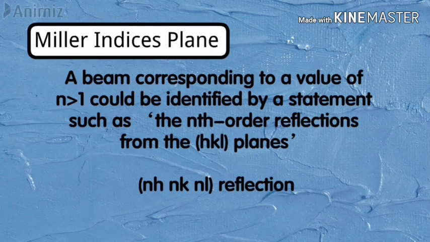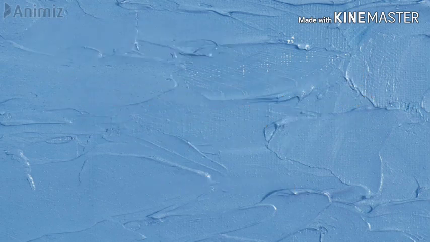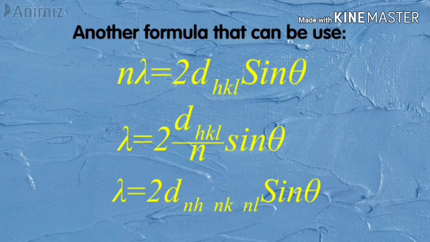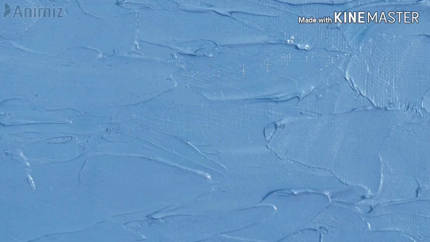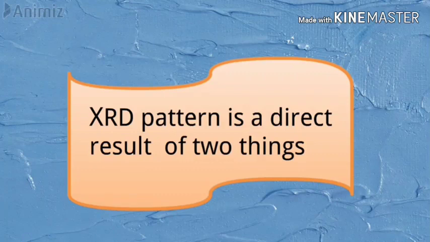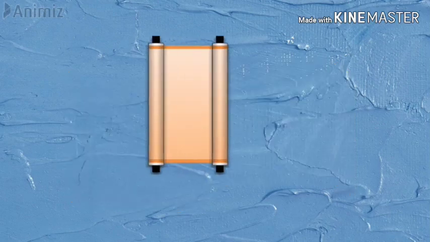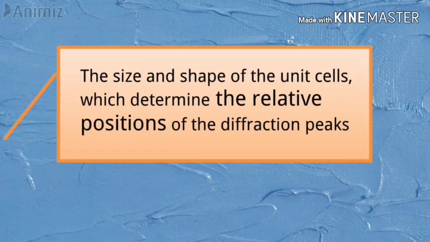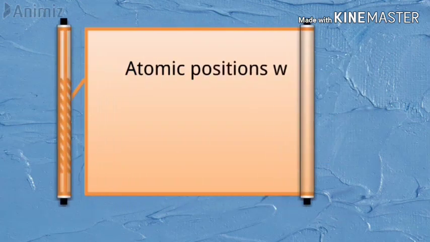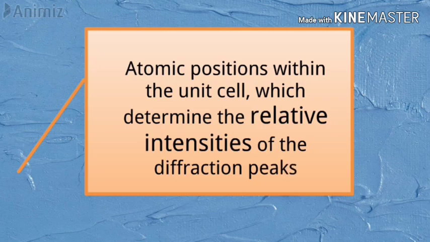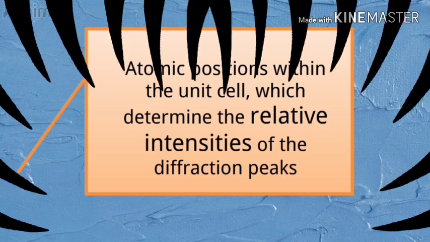A beam corresponding to a value of n of more than 1 could be identified by statements such as the nth order reflections from the hkl planes. This order pattern is a direct result of two things. First thing is the size and shape of the unit cells, which determine the relative position of the diffraction peaks. Second thing is the atomic position within the unit cell, which determines the relative intensity of the diffraction peaks.